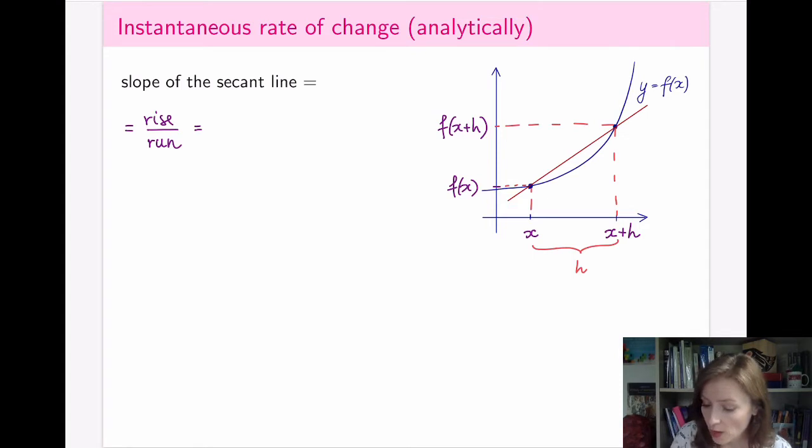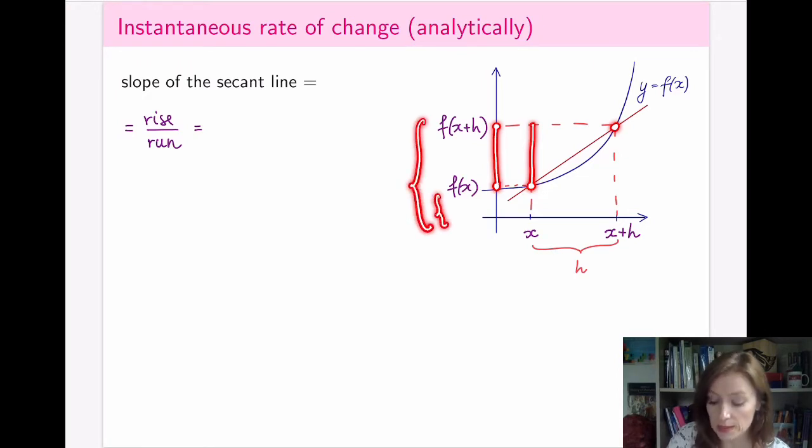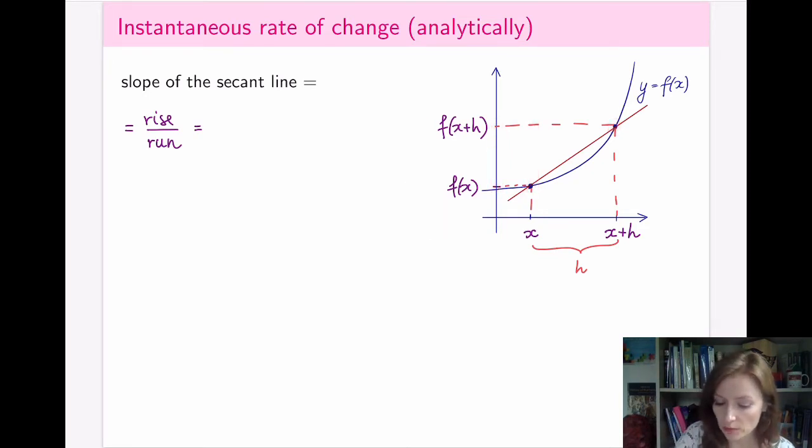Okay, so now my rise: how much have I risen between this point and this point? I've risen this much. And therefore I've risen the difference between this whole height minus this little height. Pause here for a second to persuade yourself that that is in fact the case, that the distance that I have risen is the difference between f of x plus h, the larger of the 2 heights, minus the littler one. Once you've persuaded yourself, we can write this down.